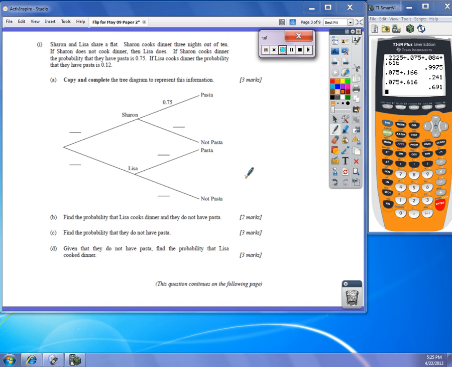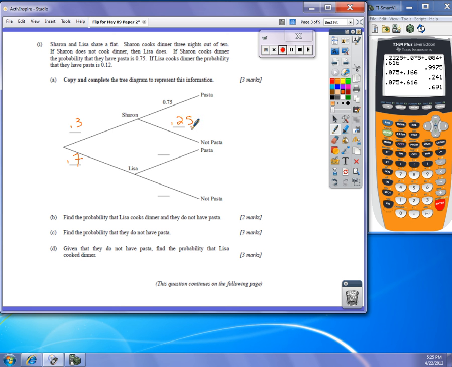Lisa likes to cook more than Sharon does, obviously. Sharon cooks 3 nights out of 10, and Lisa cooks 7 nights out of 10. If Sharon cooks, there's a 75% chance they have pasta, which means there's a 25% chance that they don't have pasta. If Lisa cooks, she's not so big on pasta, so there's a 12% chance that they have pasta, which means there's an 88% chance they don't. Wonder what she does make. Grilled cheese, probably. Alright, find the probability that Lisa cooks dinner and they don't have pasta.